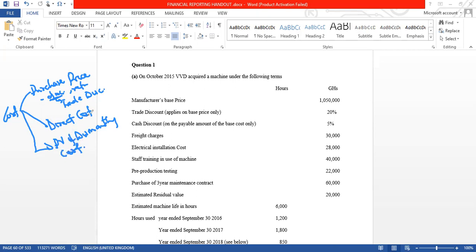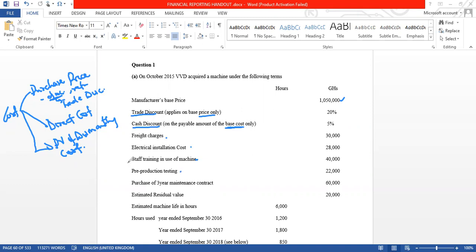So we take a look at this question. We need to fish these things out of here. We have the manufacturing base price, and a discount. This is the trade discount, and this is the cash discount. Remember this part is very, very important: the question never said base price, but base cost. Then we have freight charges, electrical installation, staff training, pre-production, and all these things.